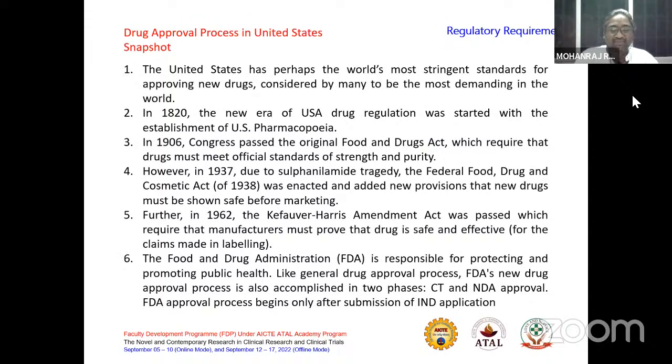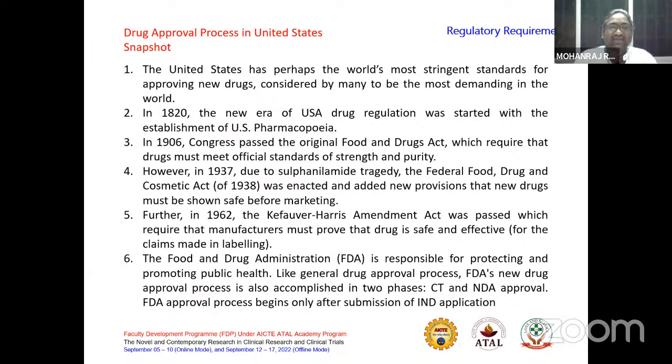Now we have some points to be discussed, like the approval process in the United States, Europe, and India. What are the regulatory requirements and how does it go? First and foremost, before getting into the requirements, we'll get a snapshot of the regulatory agencies in the United States, Europe, and India. The very first is the United States.